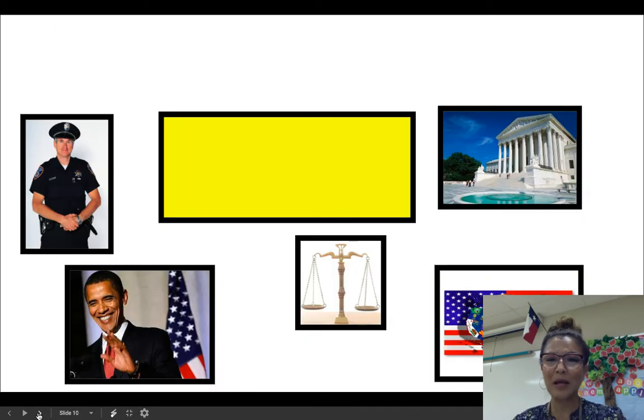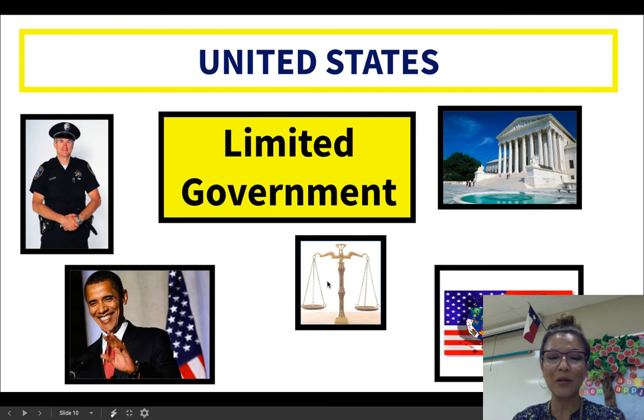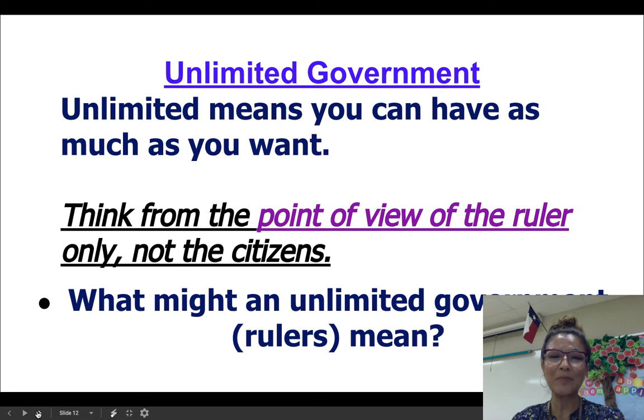So this would be an example. Here you have the White House, you have a police officer, you have the judicial branch, justice. Everyone has to follow the laws. An ex-president, and everyone in the United States have to follow the laws. It doesn't matter where you live, you have to obey those laws. Even Mexico, the United Kingdom, Japan, and India, they also have a limited government.